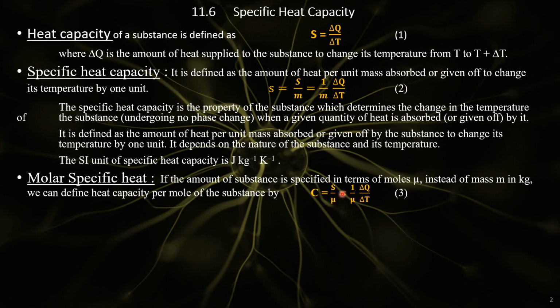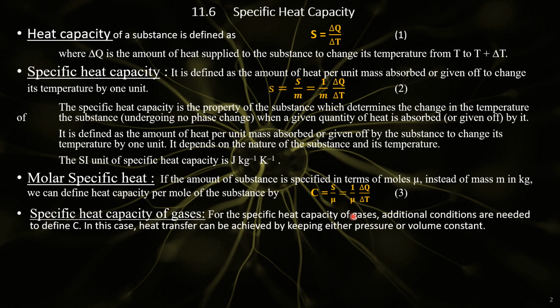That is equal to 1 over mu into delta Q by delta T. Let it be equation 3. So we have defined capital S, small s and capital C in equations 1, 2 and 3. The specific heat capacity of gases.